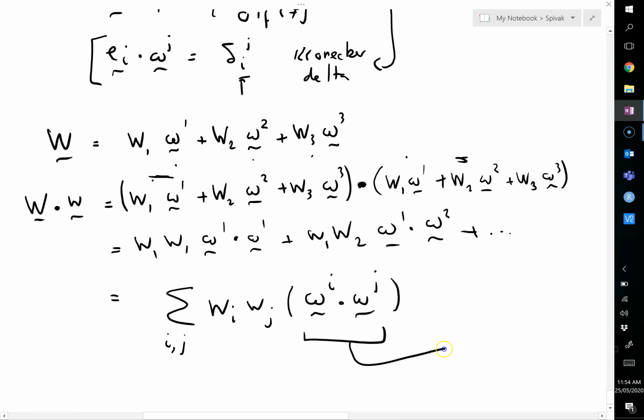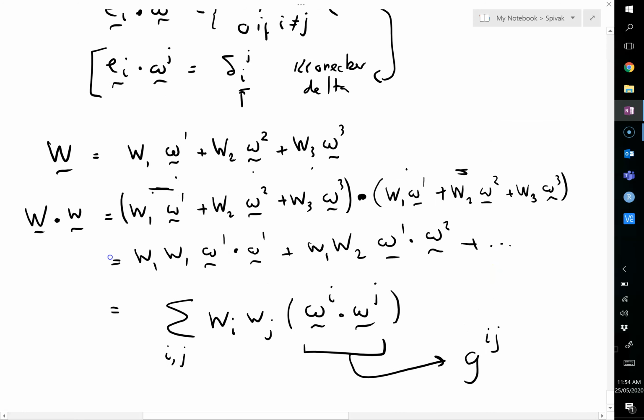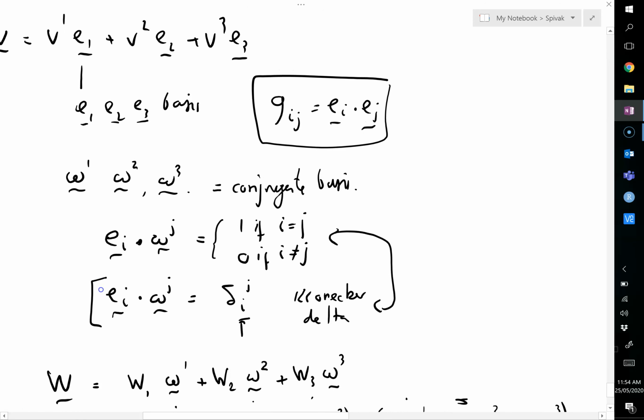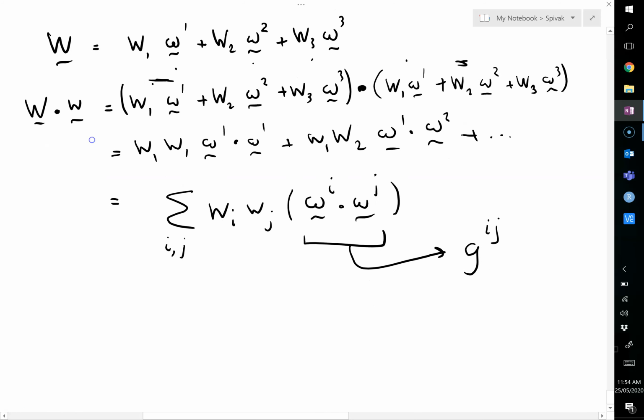And this thing here I'm also going to call a metric tensor, but I'm going to write upstairs indices instead of downstairs indices. Last time, when we talked about the metric tensor, we were multiplying the e's, e_i dot e_j, and that gave us this thing called g. And now I'm going to use the conjugate basis, the omegas, and I'm going to get a g, but with two upstairs indices, g^ij.